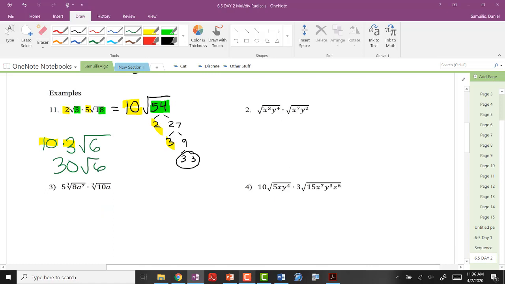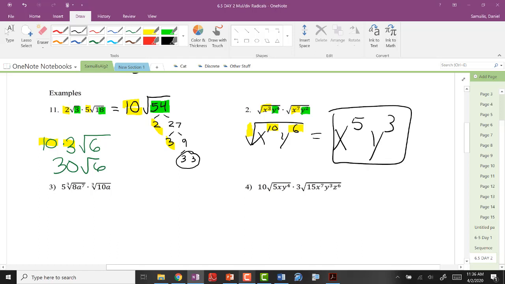Okay, problem 2. This is where the multiplying of our exponents comes into play. So the x can be multiplied with the x, the y's with the y's, and those exponents are going to get added. So when I multiply those, I get x to the 10th, y to the 6th, and then I simplify as normal. So once again, index is 2, so I'm dividing these by a 2. So I get x to the 5th, y to the 3rd.